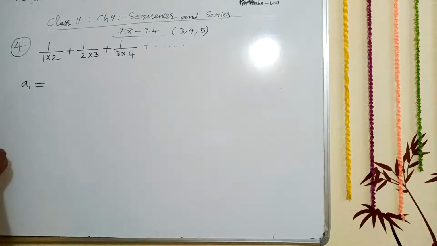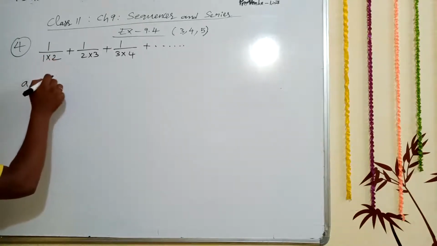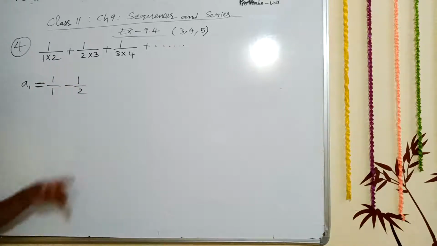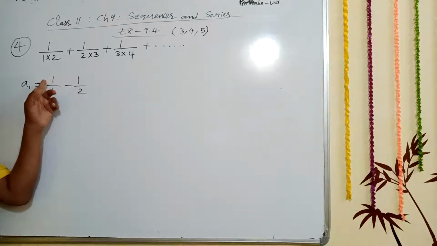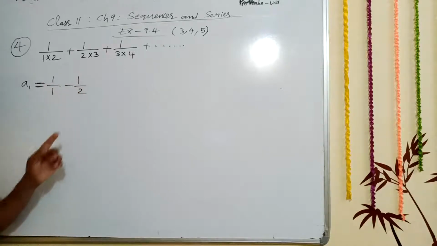So first I'll go for A1. A1 is 1 upon 1 into 2, right? Can I write it like this? Check now. 1 upon 1 minus 1 upon 2. 2 ones are 2, 1 ones are 1. 2 minus 1 is 1. 1 into 2 you are going to get.